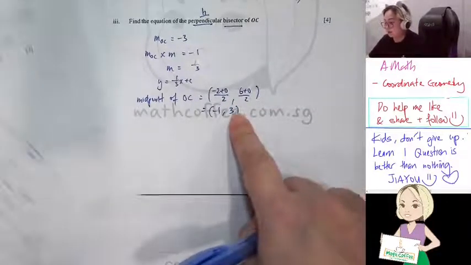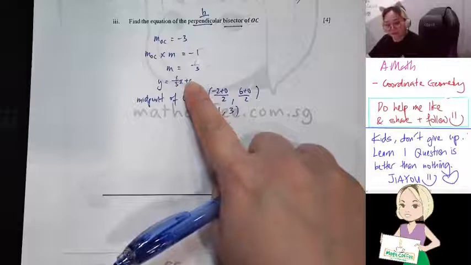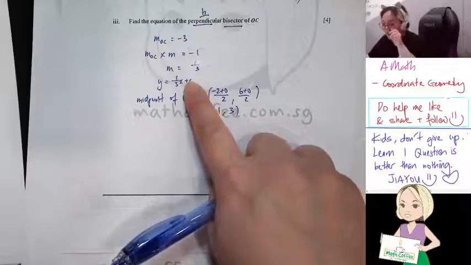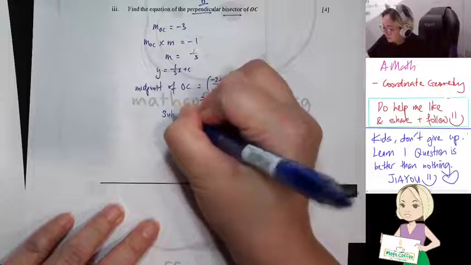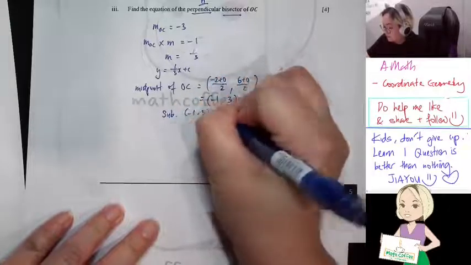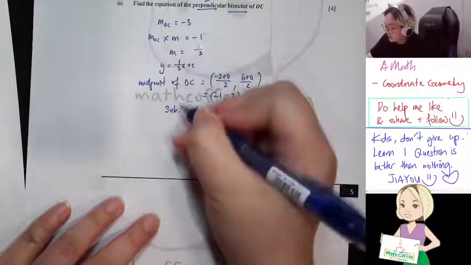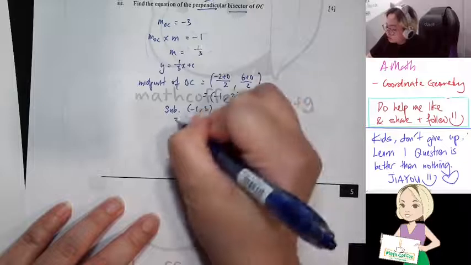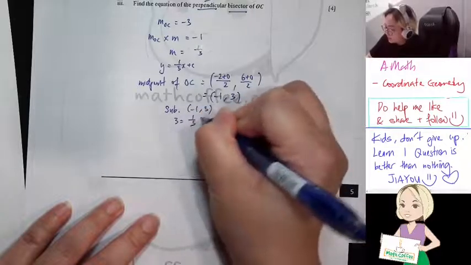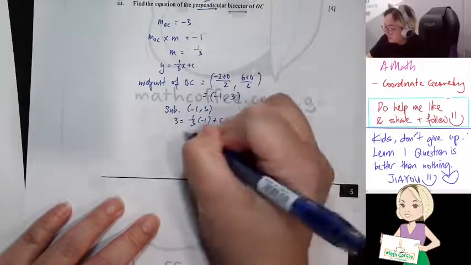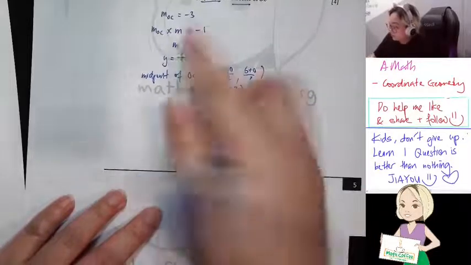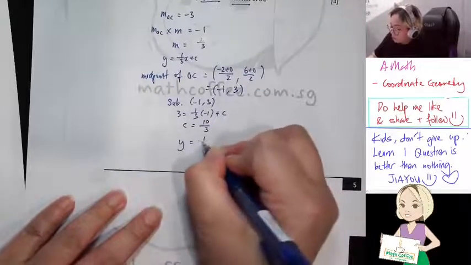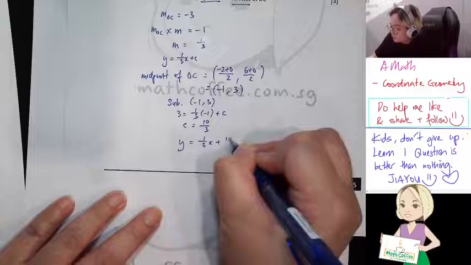So this is my midpoint. And once I have my midpoint, I can sub it in here so that you can find the equation. So we will sub minus 1 and 3 into here to find the c. So my 3 equals 1/3 times negative 1 plus c. So my c becomes 10 over 3. So now my equation of the line is y equals 1/3 x plus 10 over 3.